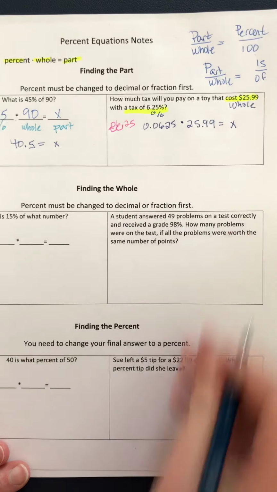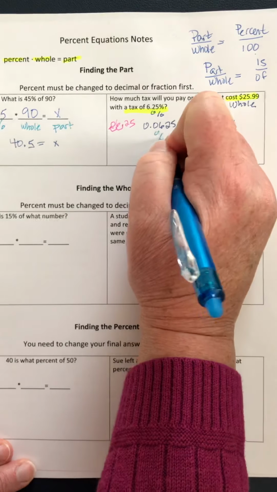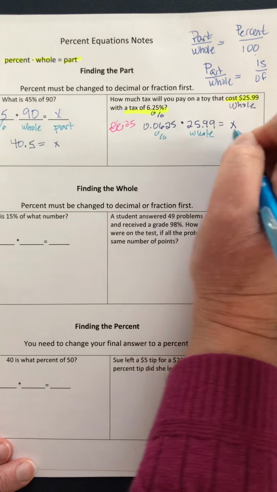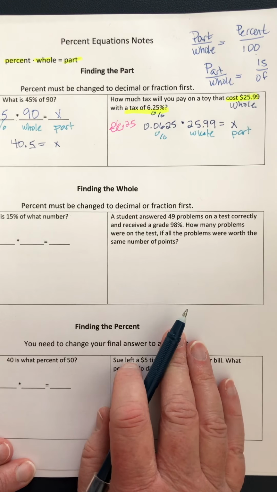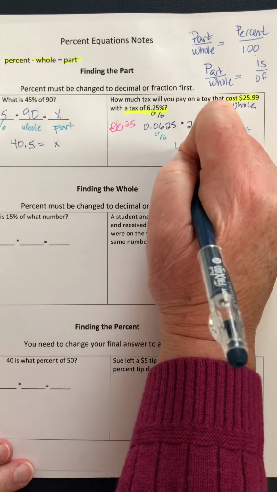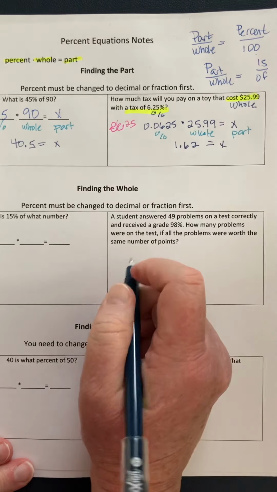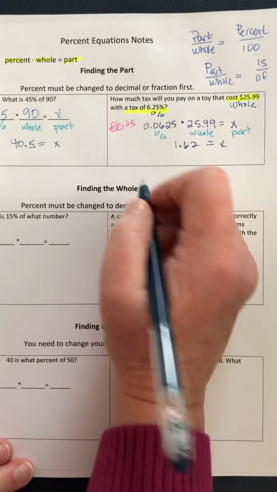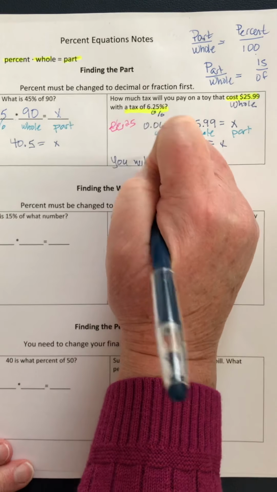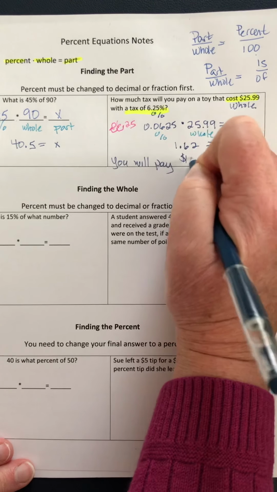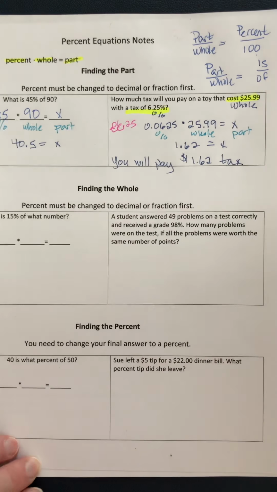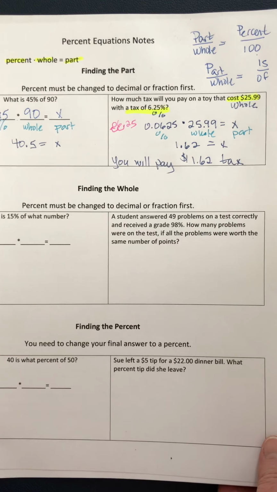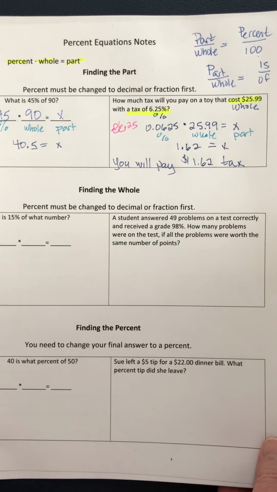I don't know. Okay? So percent times my whole equals my part. So I multiply that out, and I get 1.62 equals x. So my word problem gets my word answer. So you will pay $1.62 tax. Okay? All right, remember, if you ever need to pause and finish writing down what I have done, please feel free, and then come back when you're ready.